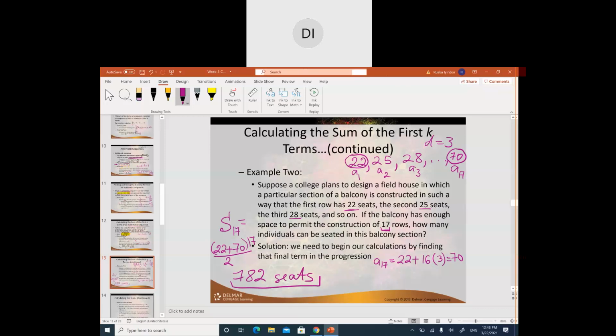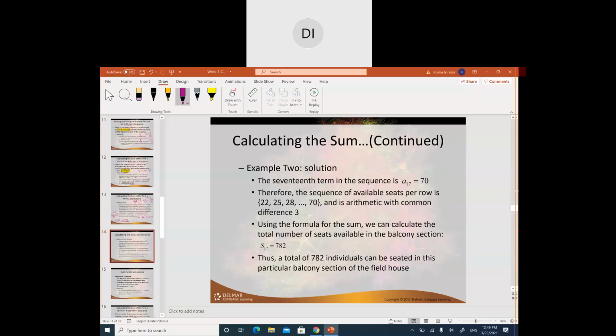Any questions so far? Okay, I see you guys are putting in some examples. Yes, that's good, good job. Okay, so that's what you have. And then the next slide actually has them solve it: 782. That's exactly what I got, right? So you have the solution here.